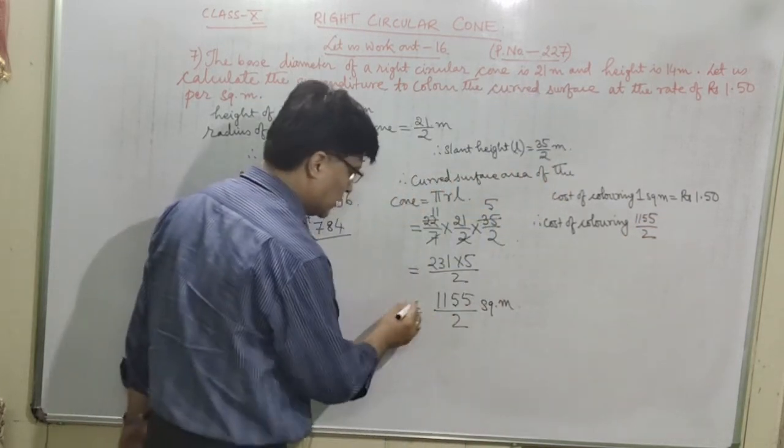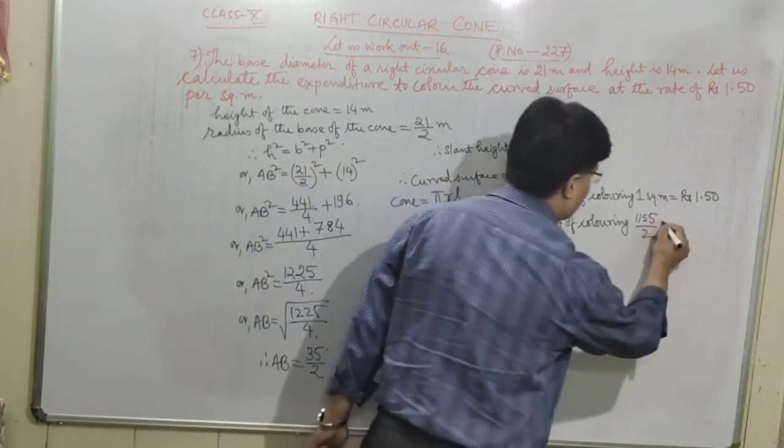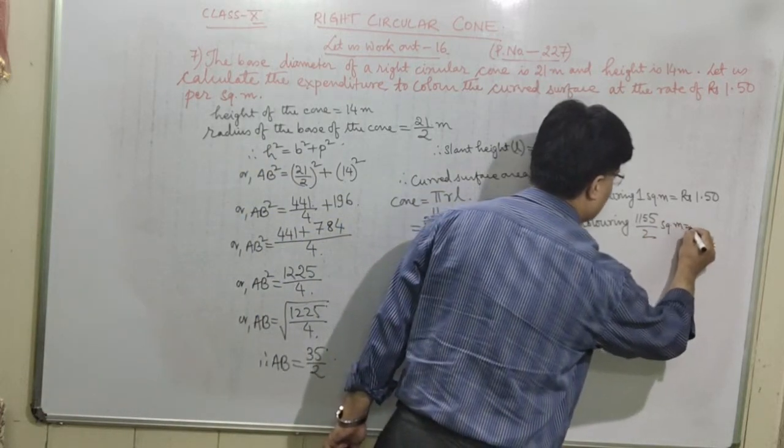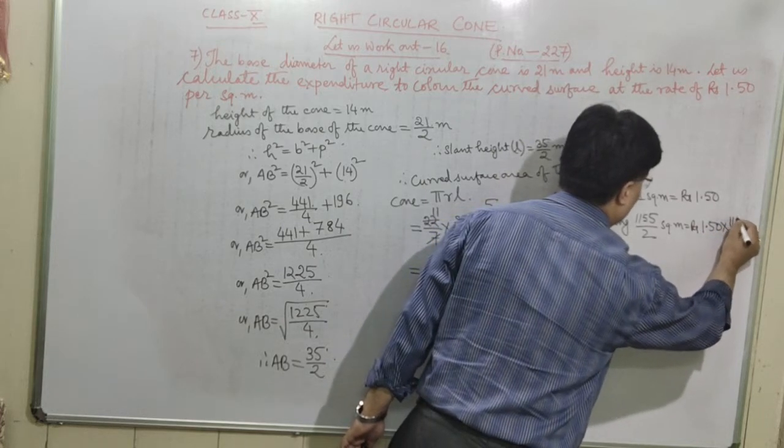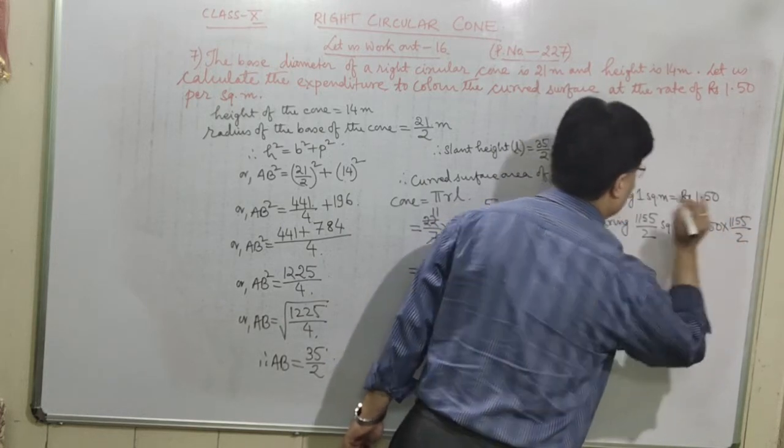1155 divided by 2, isn't it? That is 1155 divided by 2 square meter. Square meter is equal to rupees 1.50 into 1155 divided by 2.